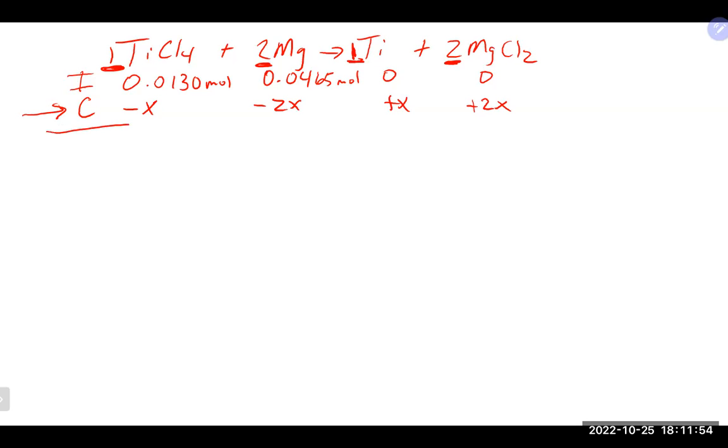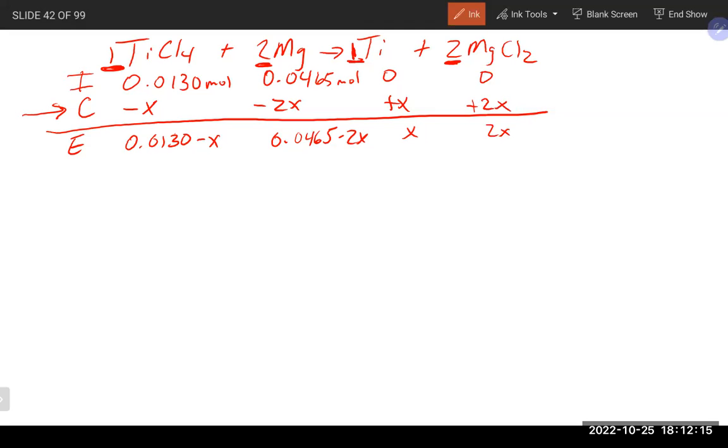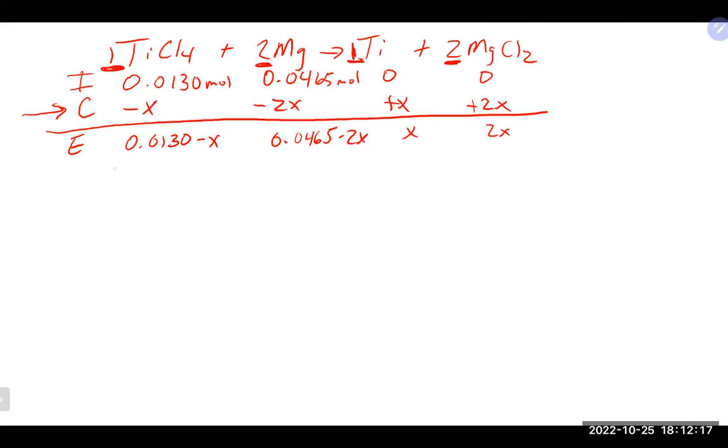All right, bringing us down to our end here. I'm going to bring down the numbers. I'm going to leave the moles off for now just so it doesn't get so crowded. 0.0465 minus 2x, x and 2x. So this is the part where we're going to determine which one's our limiting reagent. Again, to do that, two really simple calculations. We're just going to solve for x by setting them equal to 0.